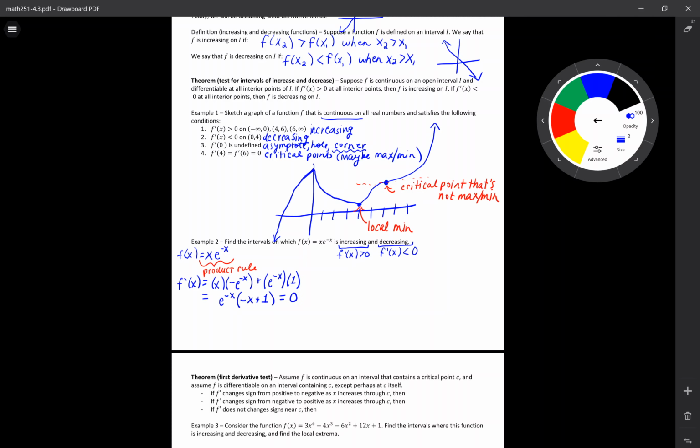And now I see that I have two things multiplied together, e to the negative x and negative x plus 1. When I have two terms that are multiplied together and they equal 0, I know that one of them has to equal 0. But e to the negative x never equals 0. If we look at the graph, it just never does. So the only possibility I have is setting negative x plus 1 equal to 0, which gives me x equals 1. And this is our critical point.